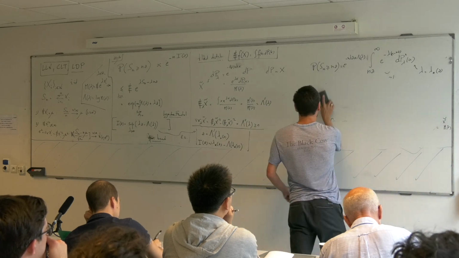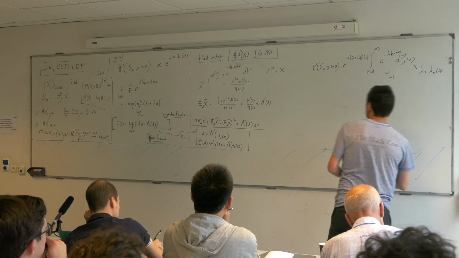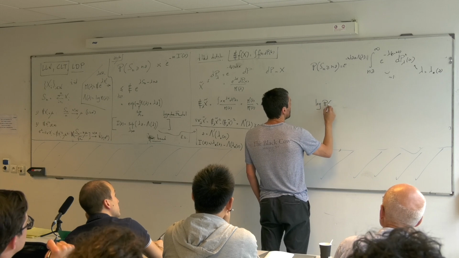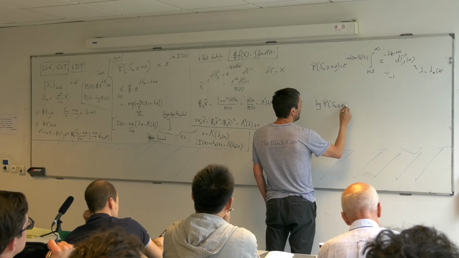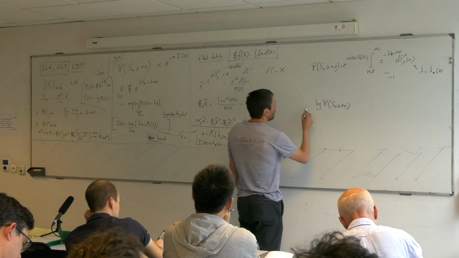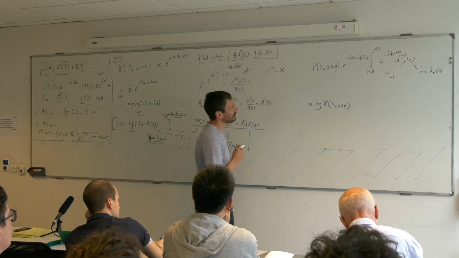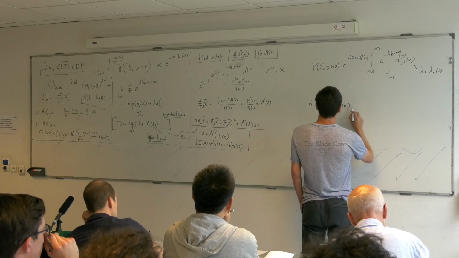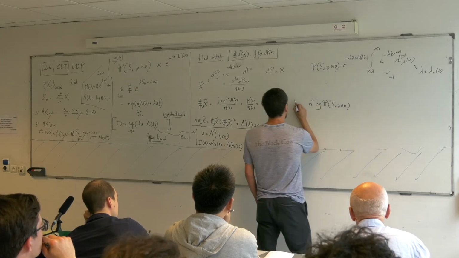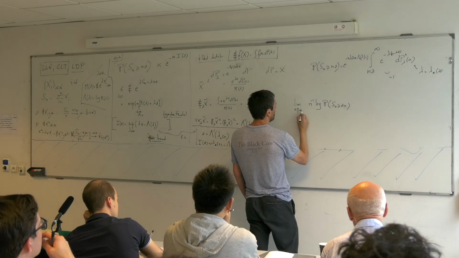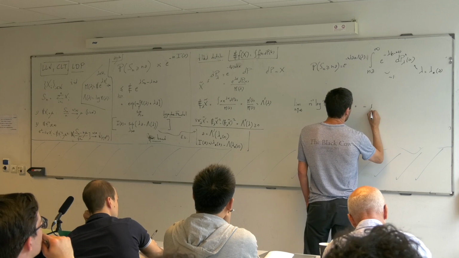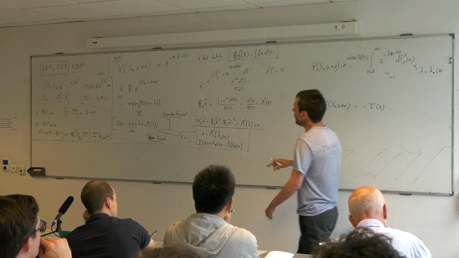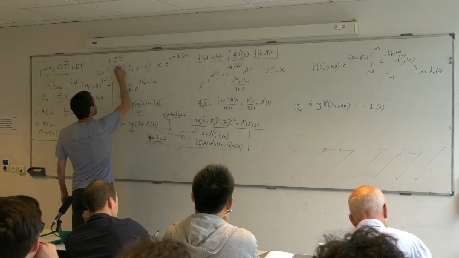So let me write it here, which is the main theorem that I wanted to prove here, namely that if you take the log of P of S_n bigger or equal to n a, and then you multiply that by n minus 1, then this guy has a limit. If you take the limit as n going to infinity of this quantity, it gives you minus I of a. This statement is what this guy actually meant.